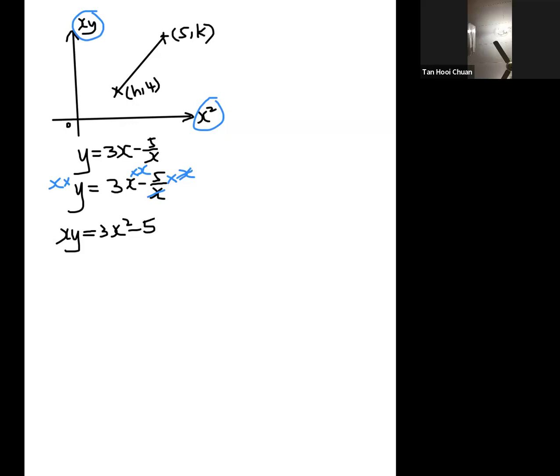Okay, how do I find this? This one represents x squared. This one represents xy. This one represents x squared. That one represents xy. So this is your grade y. There is your grade x.